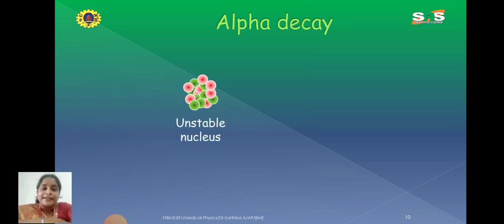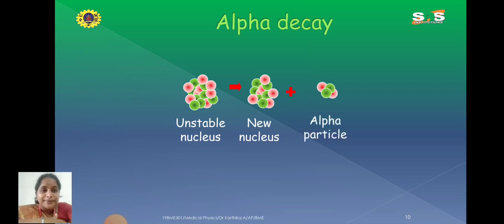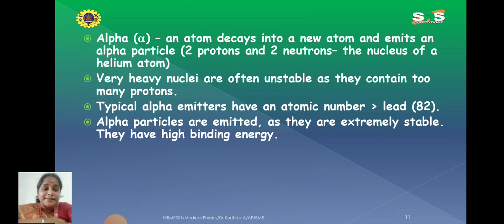Okay, see this animation for alpha decay. This shows the unstable nucleus which emits a new nucleus, and by this we get the alpha particle. In alpha decay, an atom decays into a new atom and emits an alpha particle, 2 protons and 2 neutrons, the nucleus of a helium atom. Very heavy nuclei are often unstable as they contain too many protons. Typical alpha emitters have an atomic number above lead, 82. Alpha particles are emitted as they are extremely stable and have high binding energy.